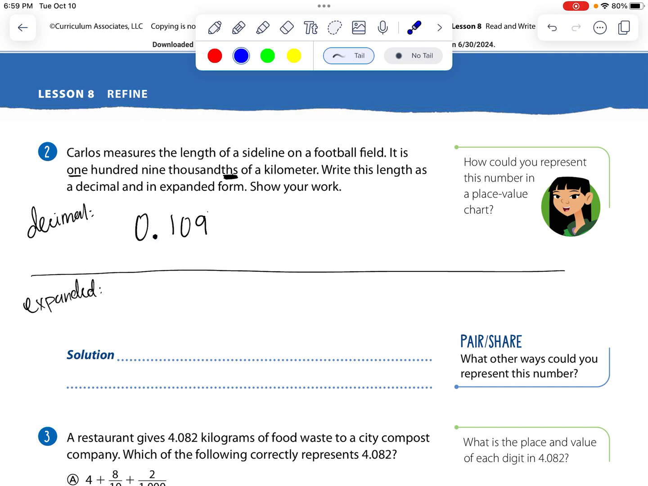Okay, in expanded form, it would be 1 times 1/10. I like to add parentheses so I know what I'm doing, plus 9 times 1/1,000th.